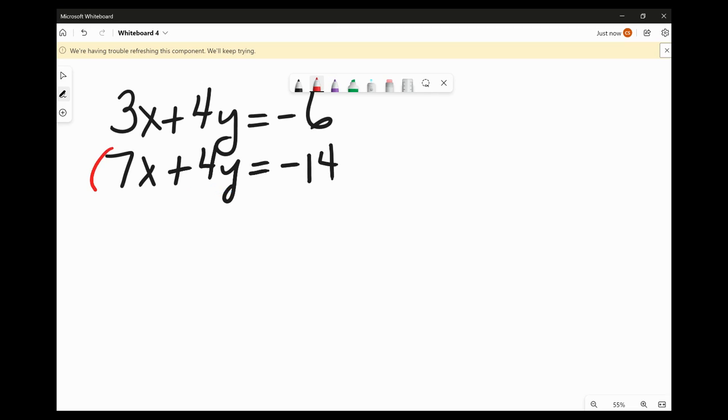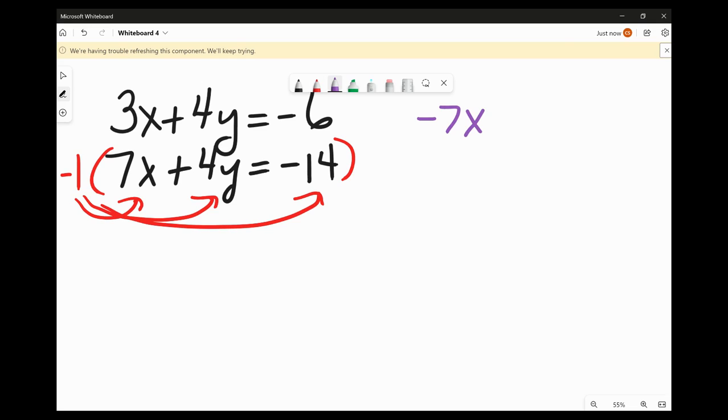And when I do that, I have to multiply every item, not just this times this or this times this, but also what's on the other side of the equal sign. I have to multiply them all by negative 1. And when I do that, I'm going to rewrite it over here. I'm going to get negative 7x, negative 4y, and positive 14.